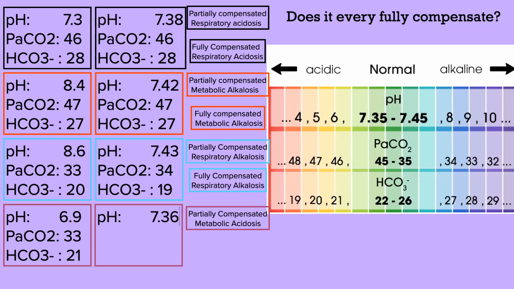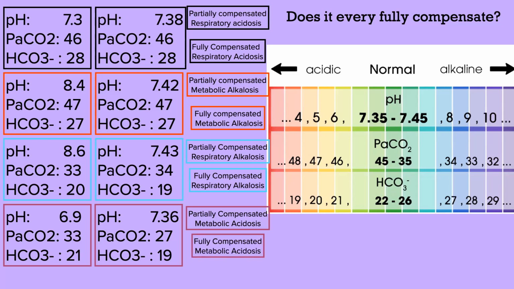Last one. pH is 7.36, normal or abnormal? It's acidic, but in the normal range. PaCO2 is 27, acid or base? Base. Bicarb is 19, acid. Metabolic. Fully compensated metabolic acidosis.